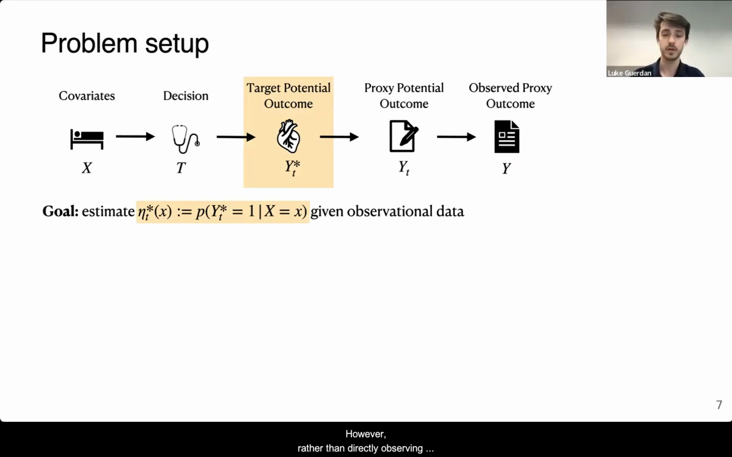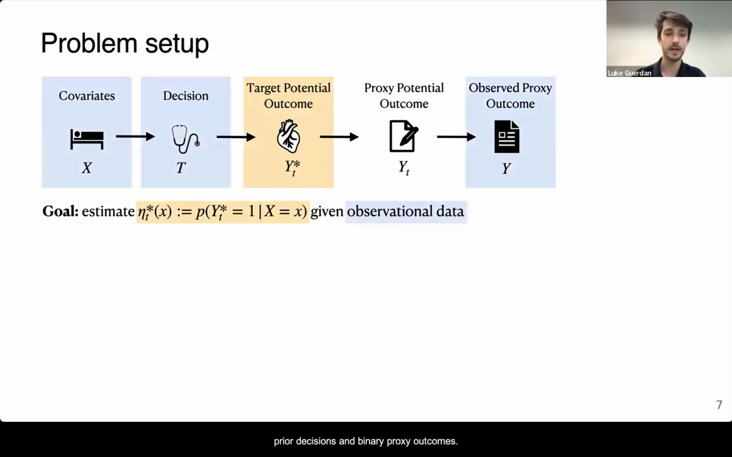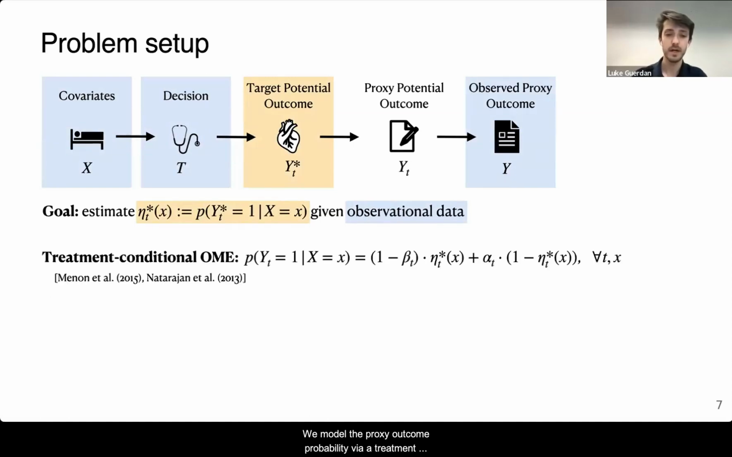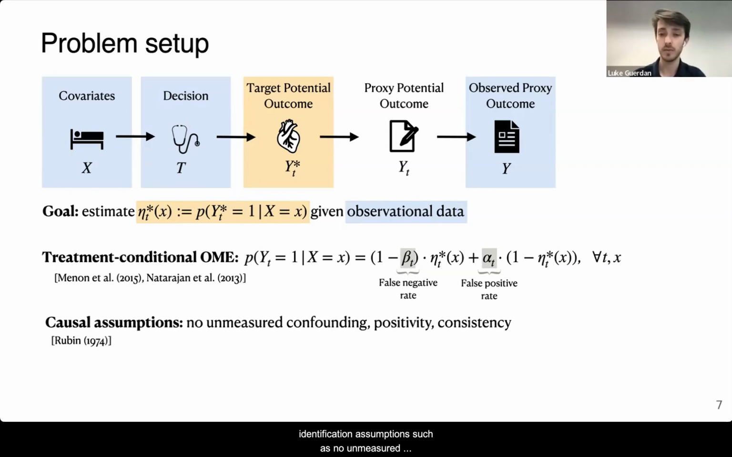However, rather than directly observing binary target potential outcomes, we have observational data that includes covariates, prior decisions, and binary proxy outcomes. We model the proxy outcome probability via a treatment-conditional outcome measurement error model. And this model assumes that the target outcome probability is transformed by a treatment-dependent false negative and false positive rate, but remains fixed across covariates. Throughout this work, we'll also require standard causal identification assumptions, such as no unmeasured confounding, positivity, and consistency.